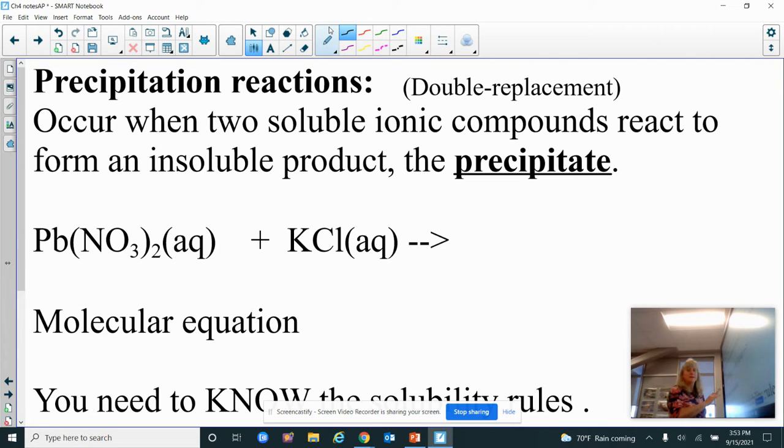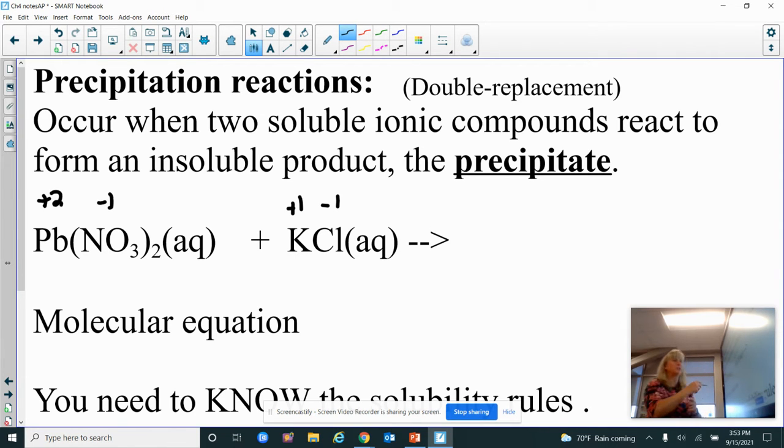Well, this is the one type of reaction where the charges don't change. There's no oxidation reduction like the other reactions. So if I know what the charges are over here, they'll be the same in my products. So nitrate we know is -1, and there's two of them in this compound. So that tells us the lead is +2. So since lead is a transition metal, you have to figure out its charge based on what it's with. So we know the lead is +2, the nitrate's -1, potassium's always +1, chlorine is -1.